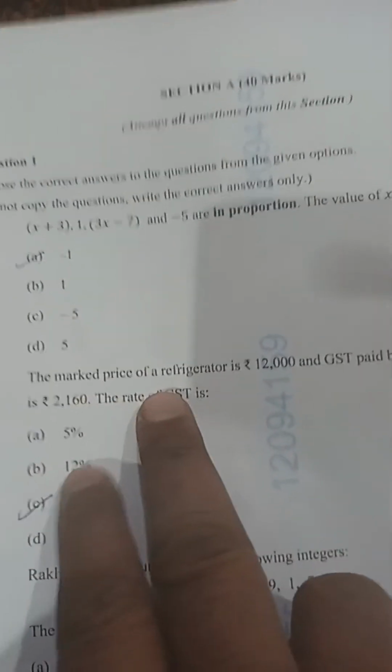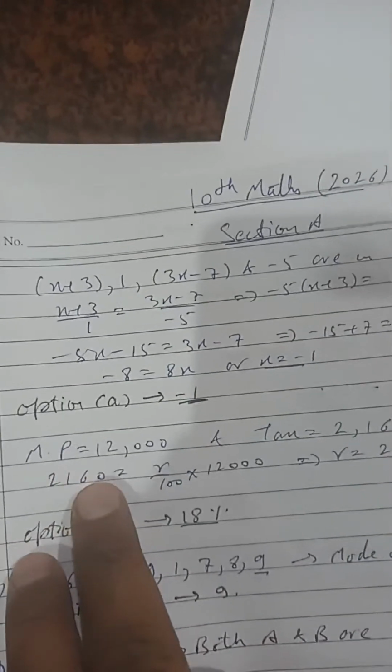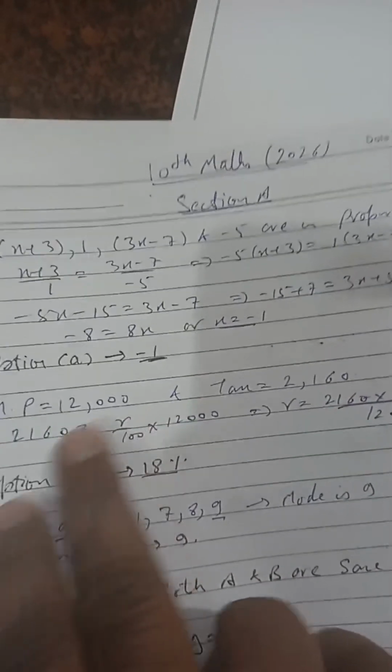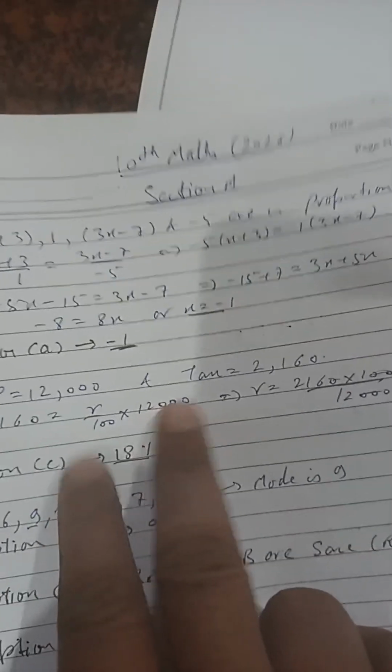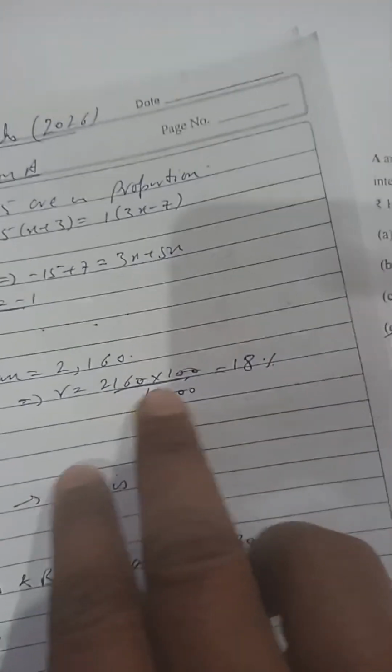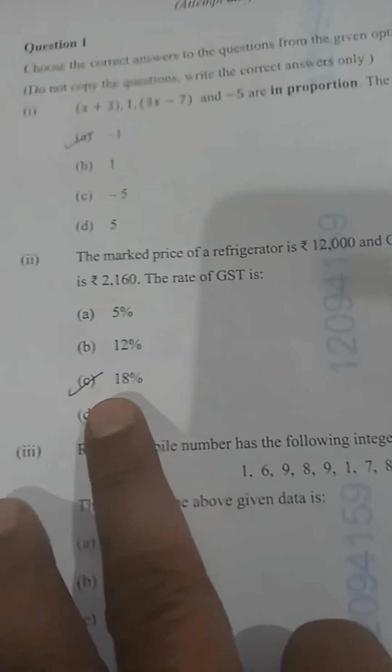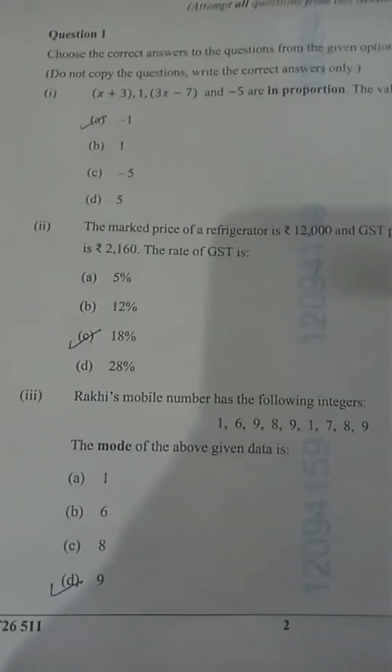So let the rate be R percent. 2160 equals R upon 100 into 12,000. So when we solve this, we will get R equals 18%. So option C is correct, that is, the rate of GST is 18%.